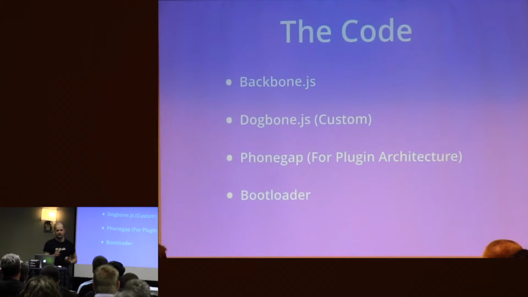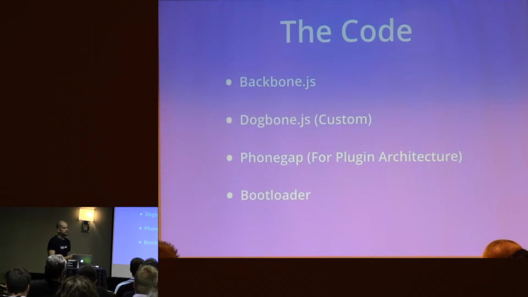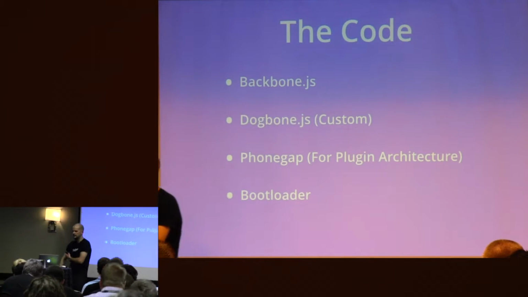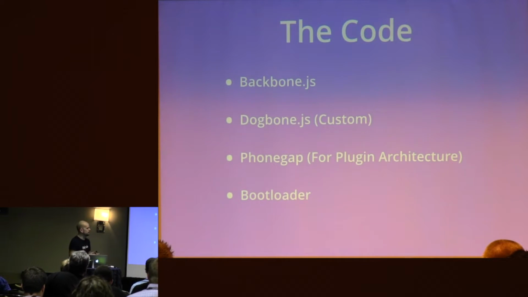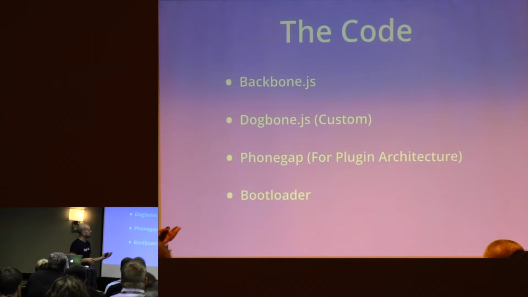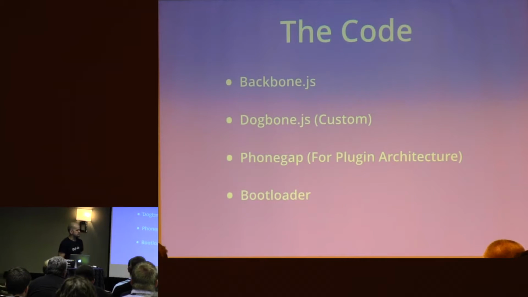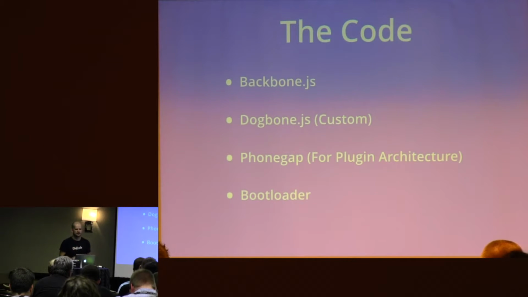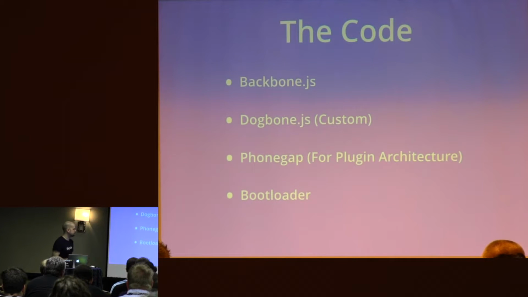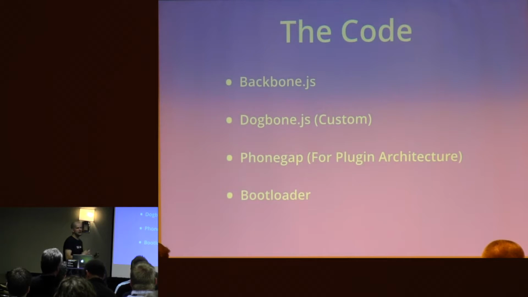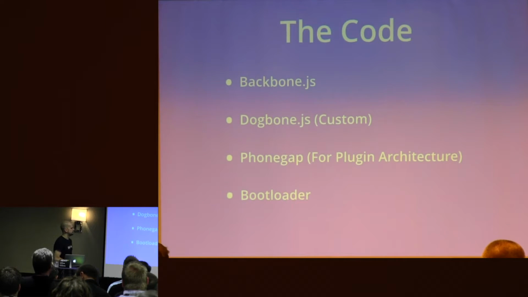So the code base looked a little bit like this. We used Backbone at the time. That was sort of the clear winner. This was pre-Angular and all that. Of course, Backbone is very limited, so we built a custom framework on top of that, which we called Dogbone, which kind of helped us lay things out and componentize things, a lot like Angular, similar paradigm. We used PhoneGap. We thought it was a quick and easy way to get going. It's got a really good plugin architecture. The Cordova aspect of it was important.